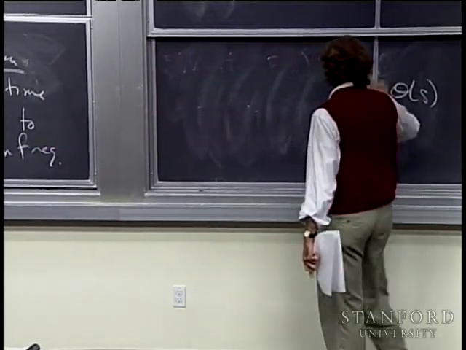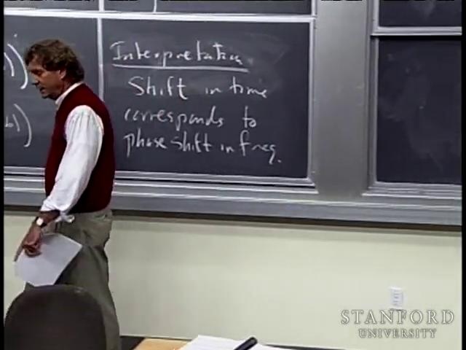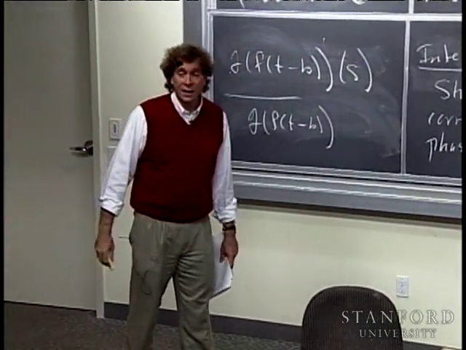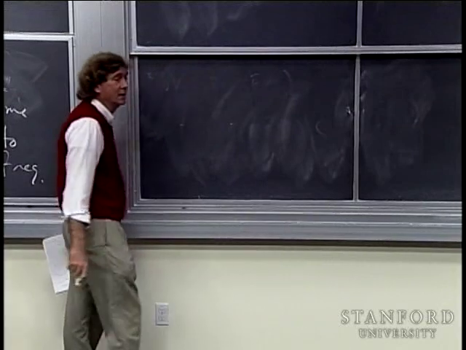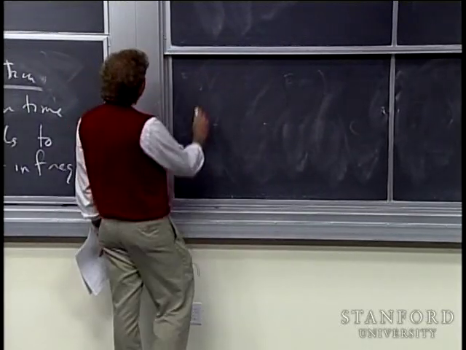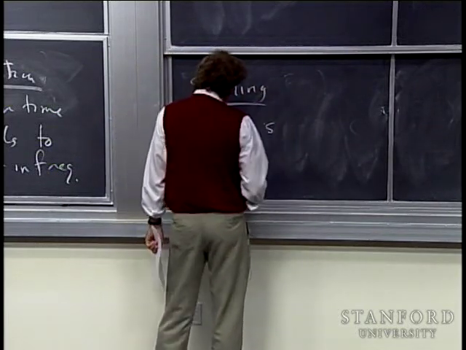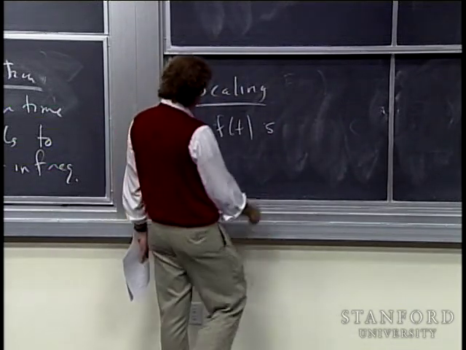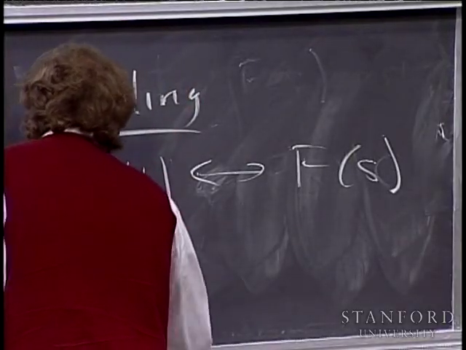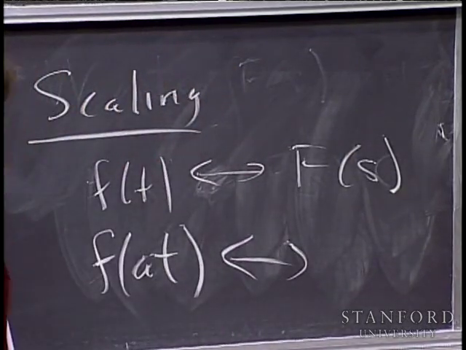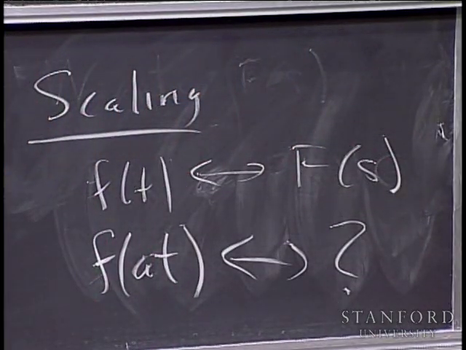Now, the second general theorem, or formula, is what happens when you scale the time. And here there's a very important interpretation that I'll talk about after we get the formula. This one I think reveals a deeper property of the Fourier transform. Scaling: I'm talking about scaling the independent variable, scaling the time. If f of t corresponds to a Fourier transform capital F of s, then if I scale the time by a constant a, a real number, not necessarily positive, what happens to the Fourier transform? Okay?